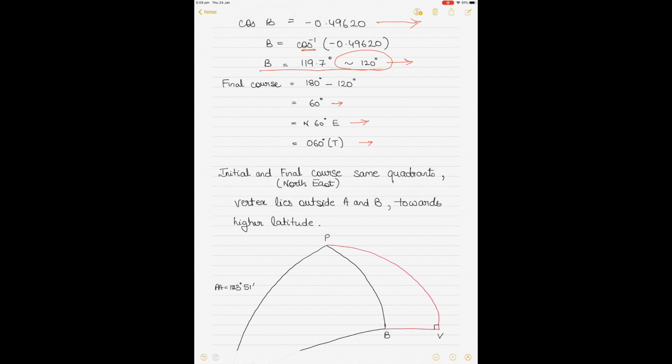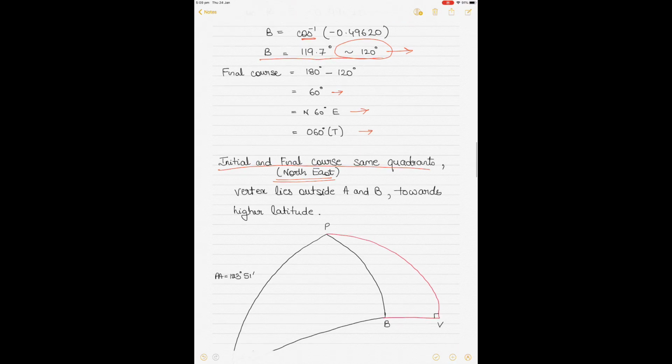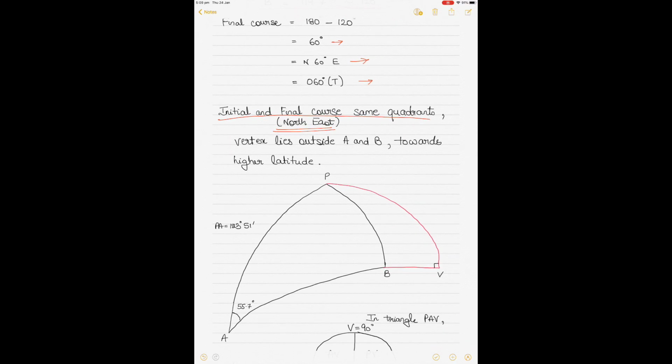Now what you have noticed here is that to determine where the vertex lies, you have to see which quadrants are your initial and final course in. And the rule of thumb is, if the initial and final course are in the same quadrant, which in this case is northeast, both the initial and final courses are in the northeast, vertex will lie outside A and B and towards the higher latitude.